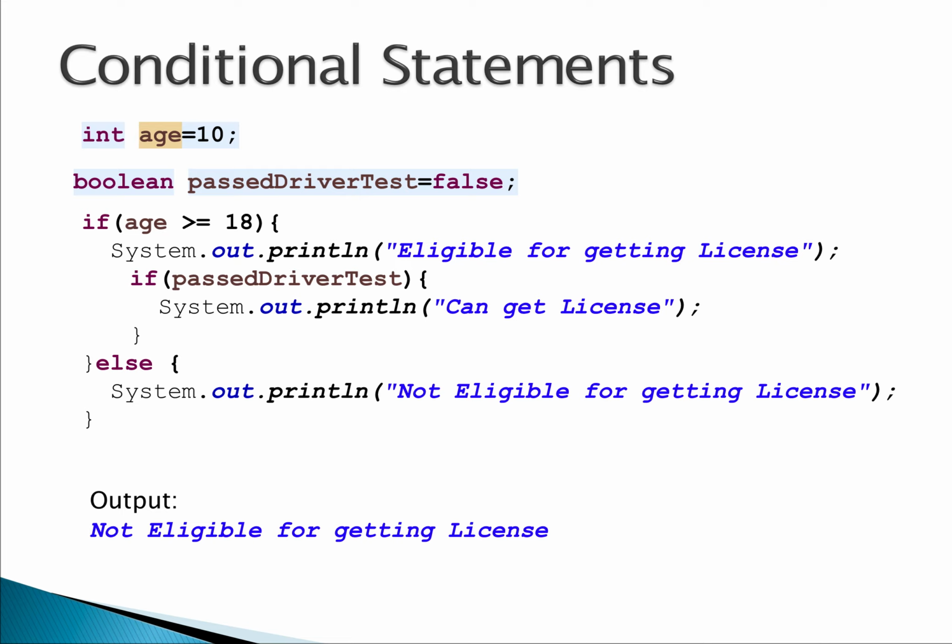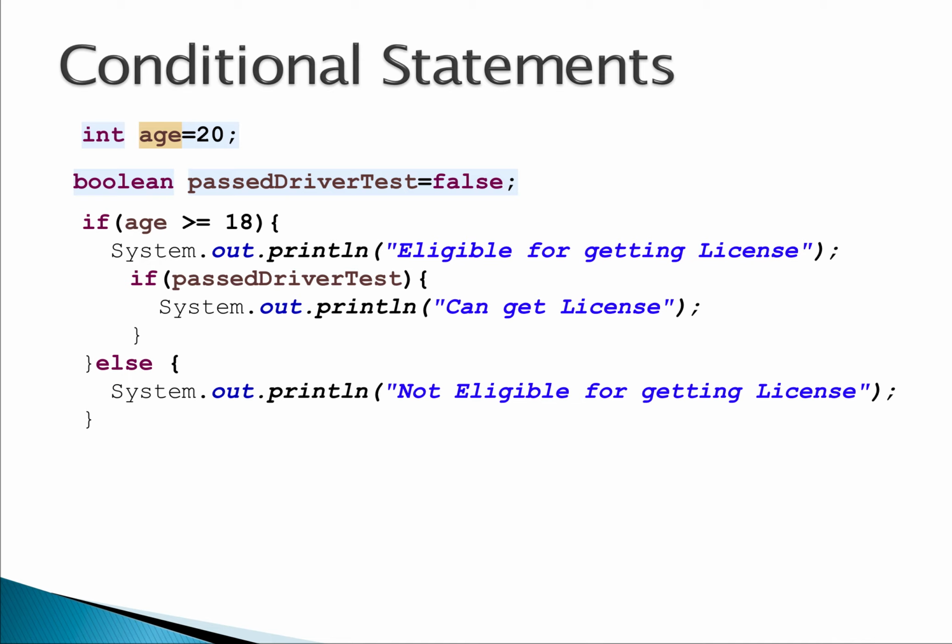So let's try to change this variable age equal to 20. So I change the variable age is equal to 20. Now if I run through this snippet of code for this input, what is going to happen is 20 is greater than or equal to 18. So it is not going to go to the else block. It is going to go inside the if block because the condition is going to be true. So now it is going to print eligible for getting a license because the condition is true, and it is going to evaluate the if block here.